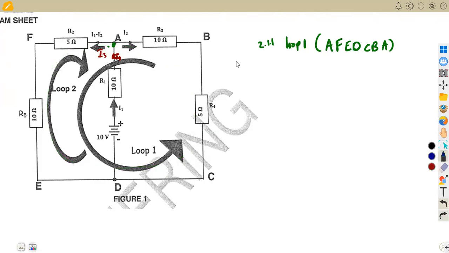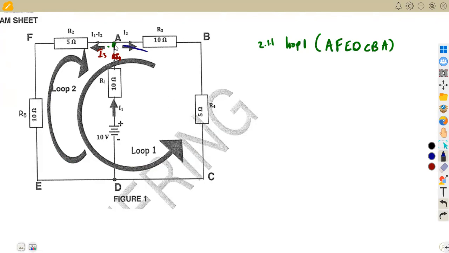From this part, we know that if you're dealing with a closed circuit like what we have, the voltage drops between the current and the resistance must be equal to the sum of the voltage that you'll be given in that loop.